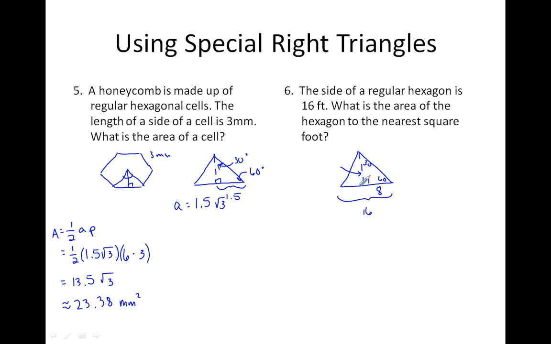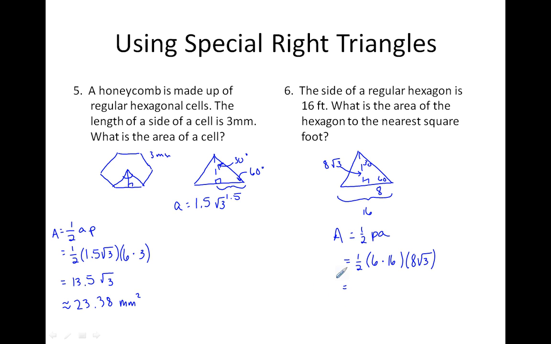Now just as before, I know this angle is 30, this angle is 60, so my apothem is going to be the side length times the square root of 3, or 8 times the square root of 3. So when I have my formula, 1/2 times the perimeter times the apothem, we plug in our numbers, 1/2. Now the perimeter is going to be my 6 sides times my side length of 16. My apothem is 8 times the square root of 3.